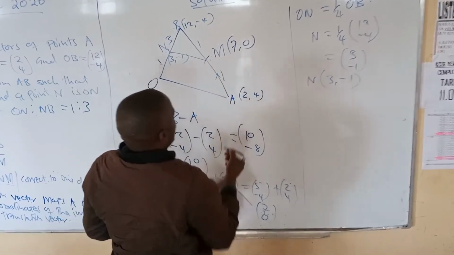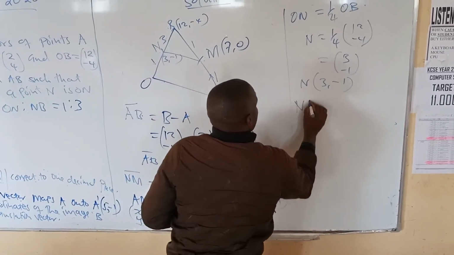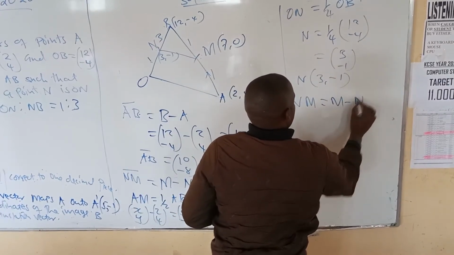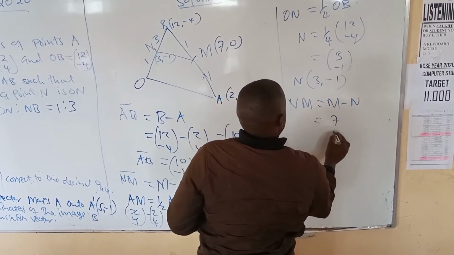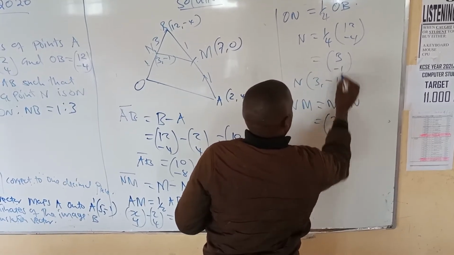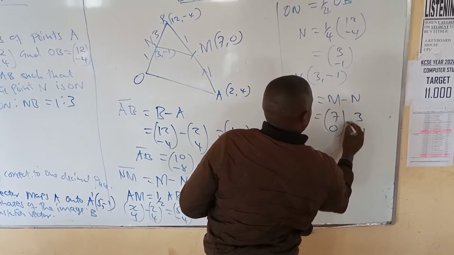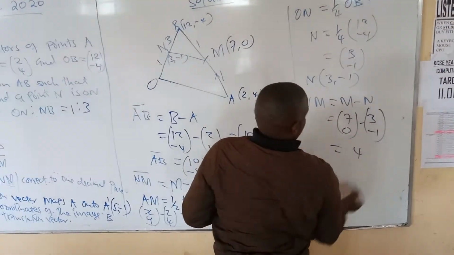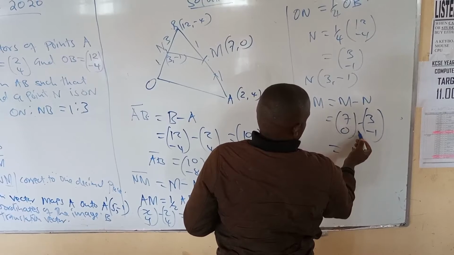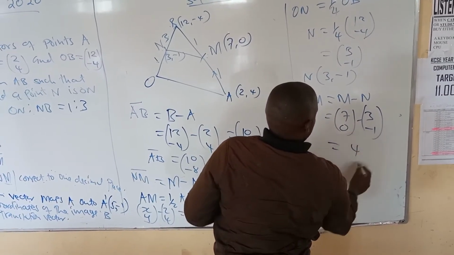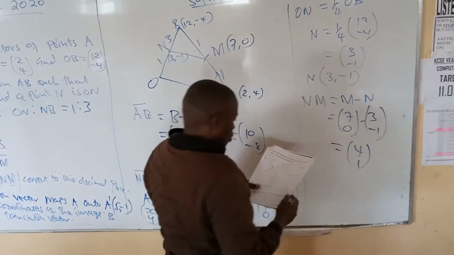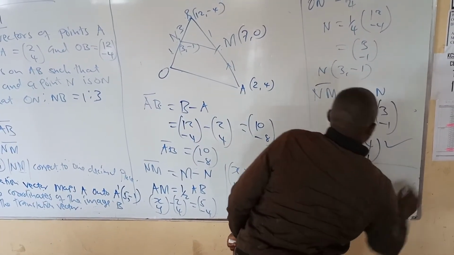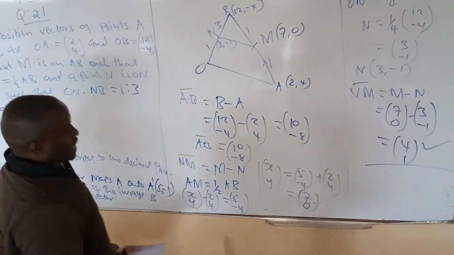Then from there we can easily find NM. So our NM is M minus N, which is equal to M, which is (7, 0), minus N, we have got it as (3, -1). So if you subtract the two, you get 4, and 0 minus -1 is positive 1. So we get (4, 1) as our NM. So that is the simplest way of doing it.